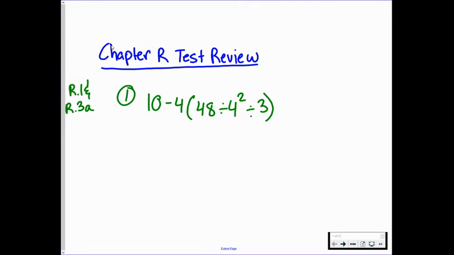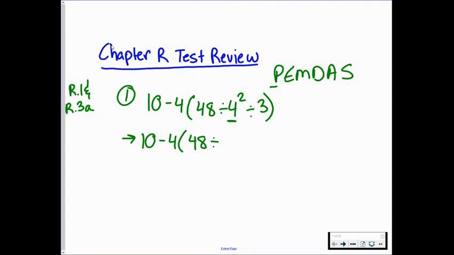So if we think back to PEMDAS, which is what we did the very first day of school, we're going to use PEMDAS to simplify this expression, starting with the parentheses. So my first step is to simplify what's inside parentheses. And inside of those parentheses, the first thing we see is the exponent. So I'm going to simplify that exponent first. 4 squared is 16. That takes care of the exponent part.